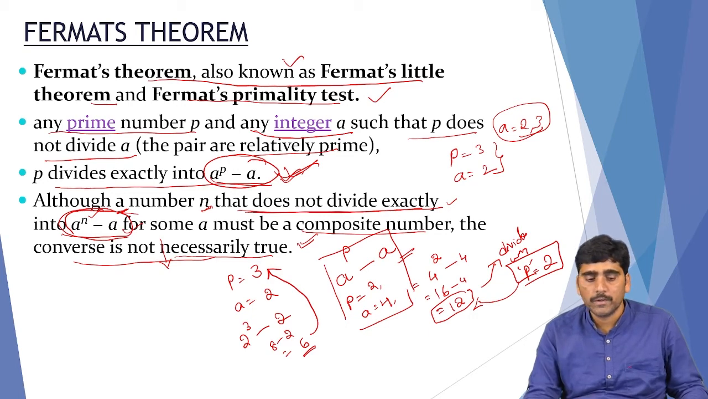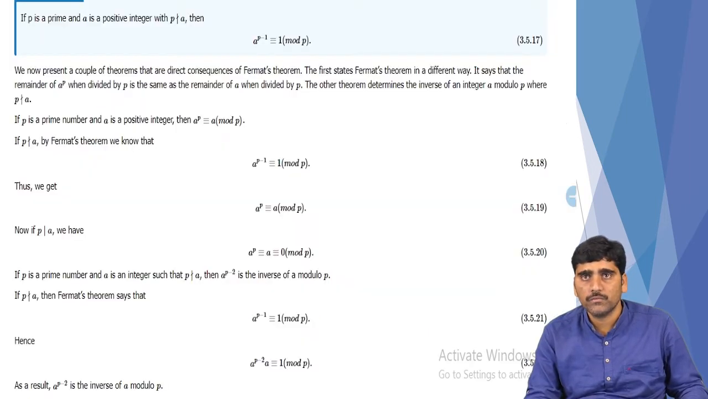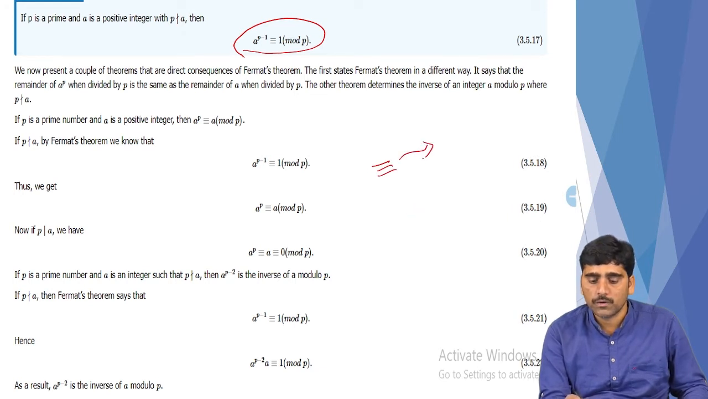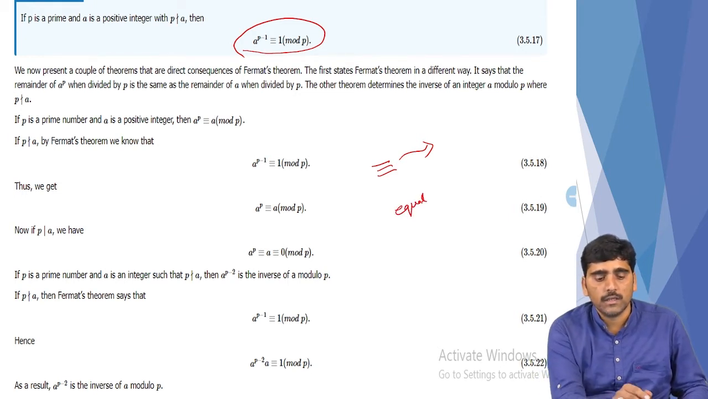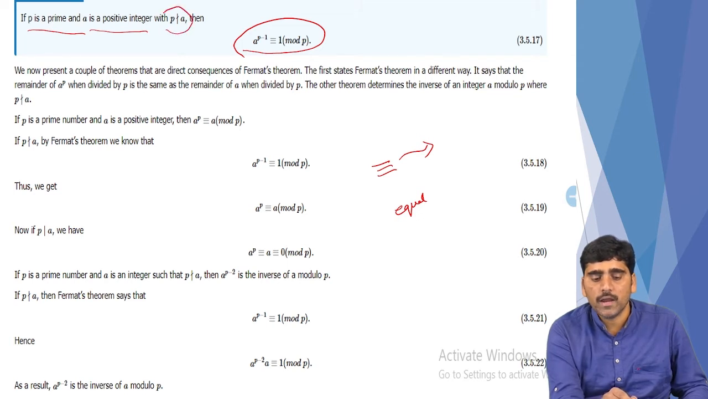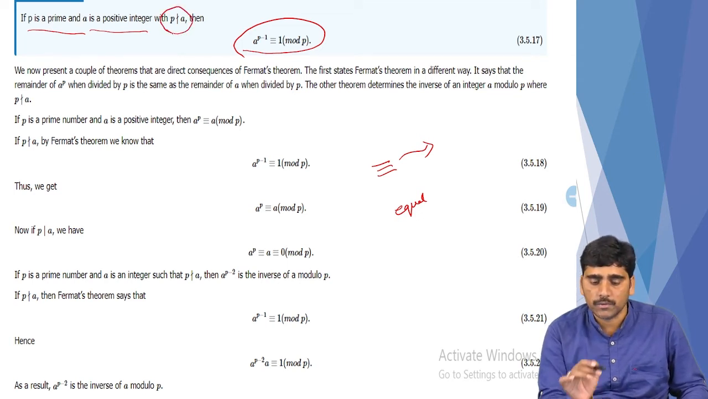Now coming to the theorem proof. The theorem: a power p minus 1 is congruent to 1 mod p. We already said that this is a congruent symbol. If you are not able to pronounce it, you can simply say equal. So the theorem says if p is a prime and a is a positive integer with p not dividing a, we already discussed in the previous sessions.